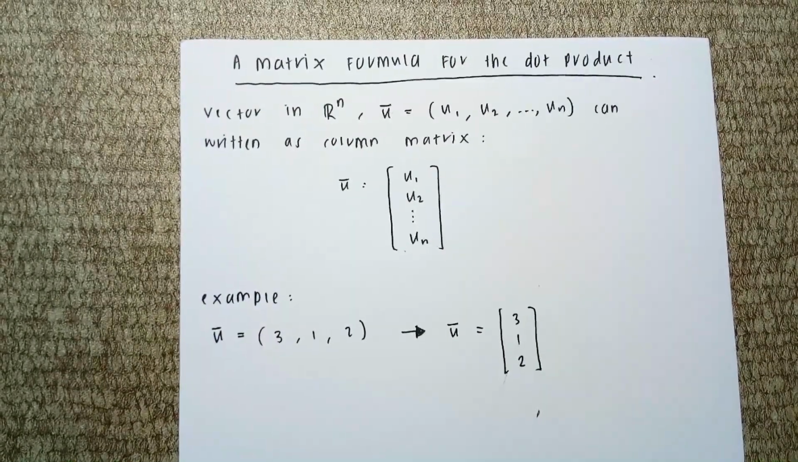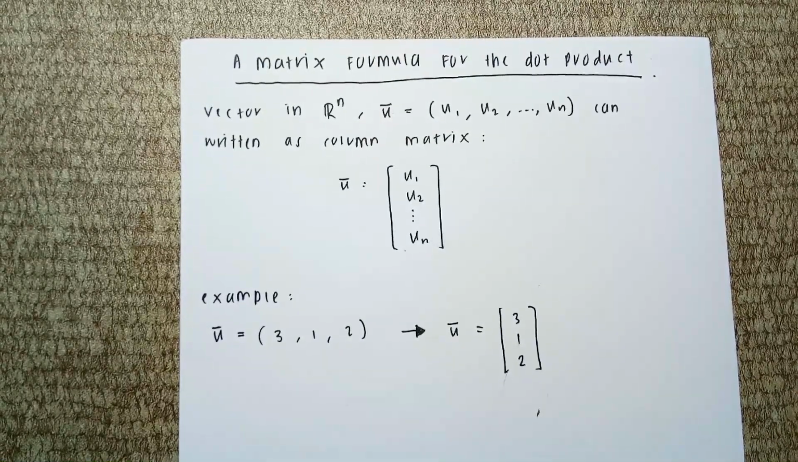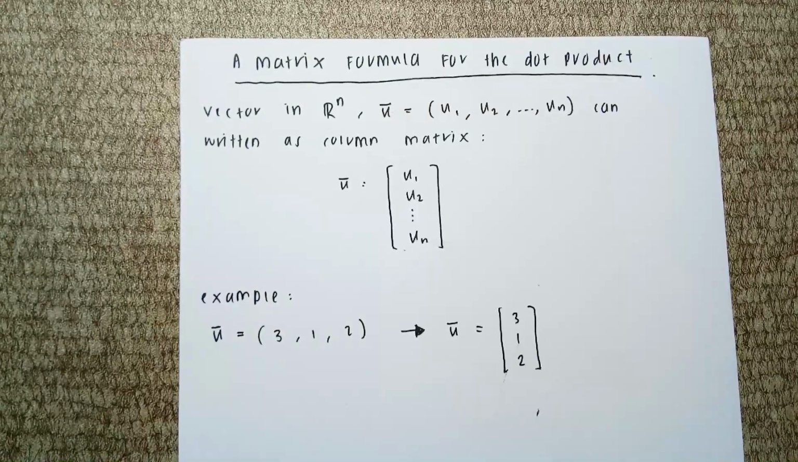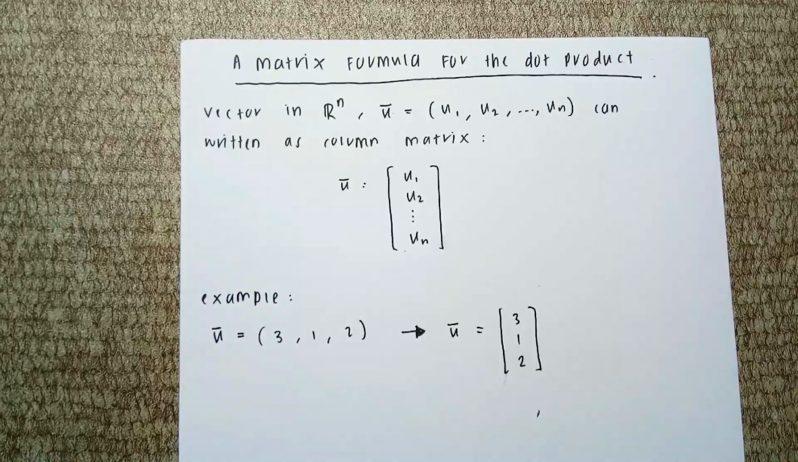Okay, in this video, we are going to learn about a matrix formula for the dot product of vectors. So, do you guys know, actually we also can find the dot product of vectors in matrix form.